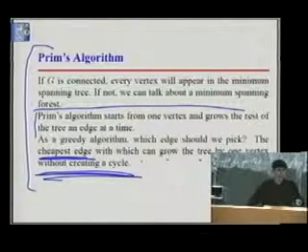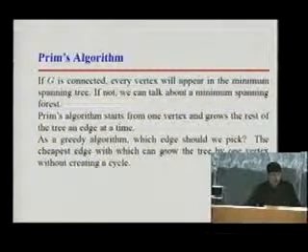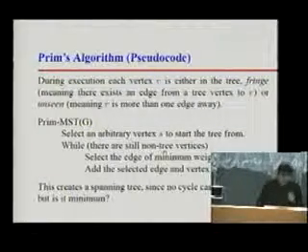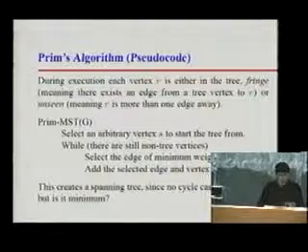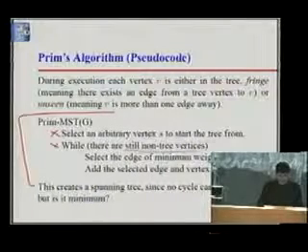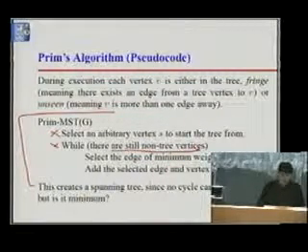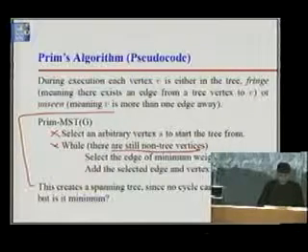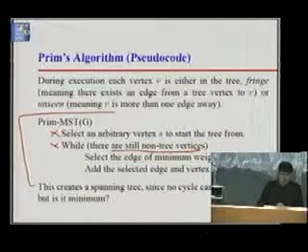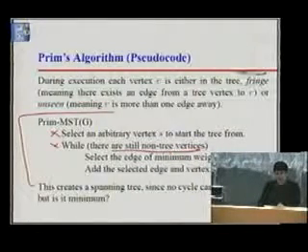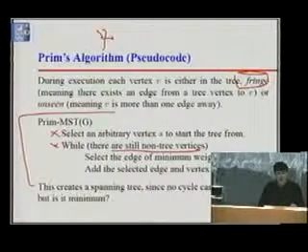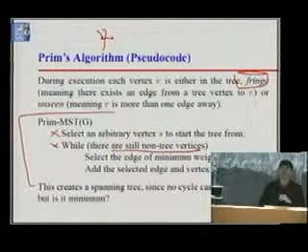We constantly want to grow it. We want to add edges, but we want it to stay connected. So again, this is a pseudocode version of the same idea. Start from an arbitrary vertex. While there is a non-tree vertex, meaning not everybody's in the tree, select the edge of minimum weight between a tree vertex and a non-tree vertex. We say that a vertex is in the fringe if it is not in the tree, but it is connected by an edge to a vertex that is in the tree.